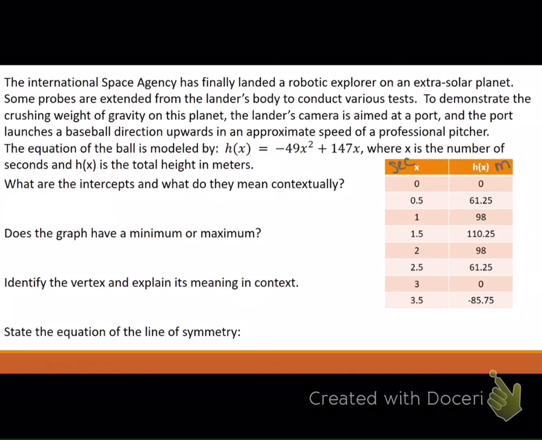What is my y-intercept for this one? There's nothing added at the end. So we actually have a y-intercept of 0, 0 here. So what are the intercepts and what do they mean contextually? Well, we just said that our y-intercept is at 0, 0. So this means that it's also an x-intercept because y is 0. So that's one of our x-intercepts. What's our other x-intercept?